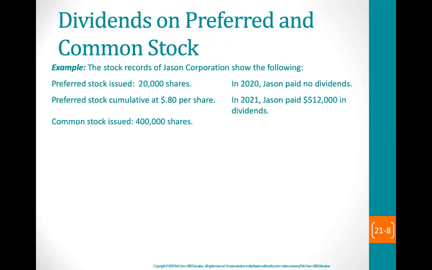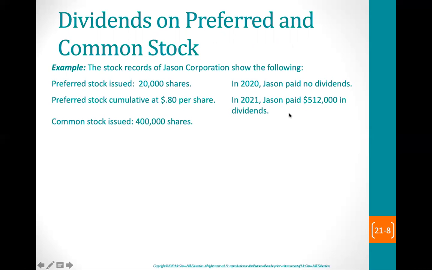So in this example, the stock records of Jason Corporation show the following. They have preferred stock issued of 20,000 shares. The preferred stock is cumulative at 80 cents per share. That means that the owner of the preferred stock is entitled to 80 cents per share every single year, whether a dividend is paid or not. They also have common stock issued of 400,000 shares. In 2020, Jason paid no dividends. In 2021, Jason paid $512,000 in dividends.